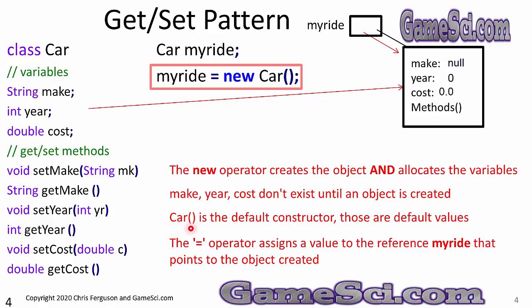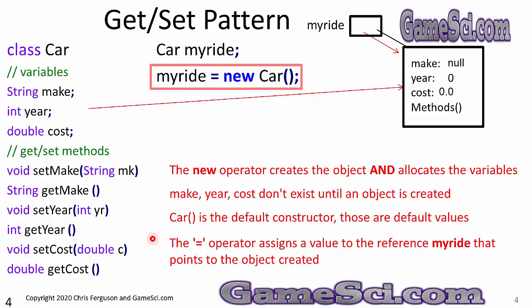Car with two parentheses after it is what's called the default constructor. See these parentheses there? That means we are calling the car constructor method, and what the default constructor does is put default values into the variables. So make gets a default of null, year is 0, cost is 0. Numeric variables tend to have a 0 in them. Reference variables have null in them by default. Unless the designer of the class puts a specific value into these variables, they will be zeroed out.